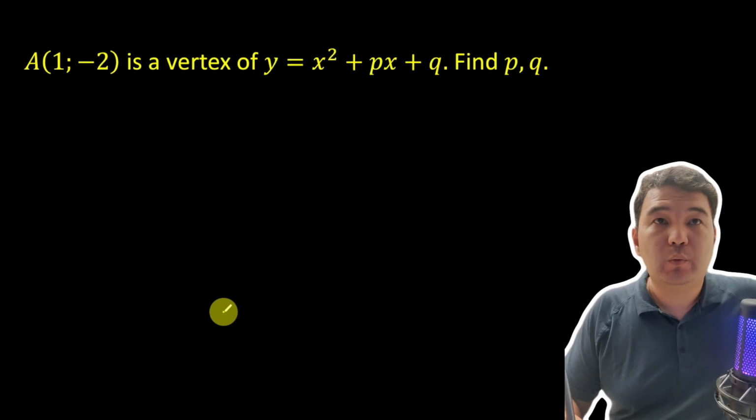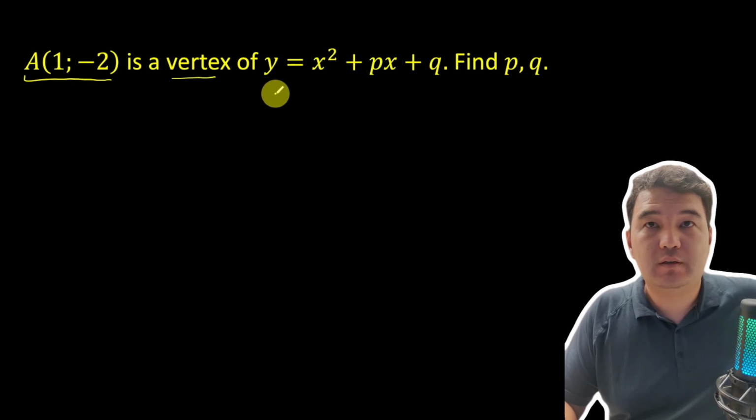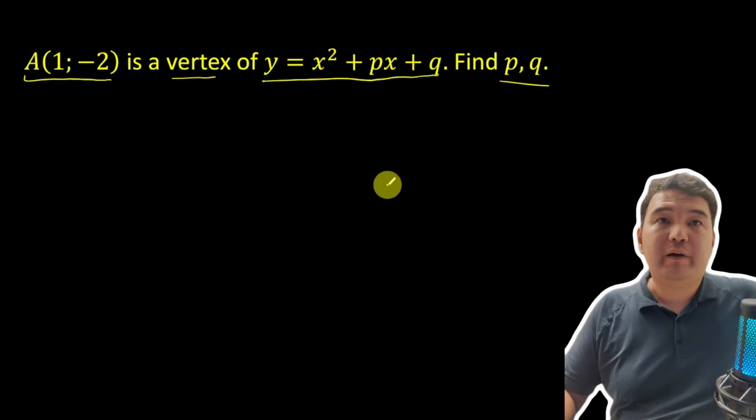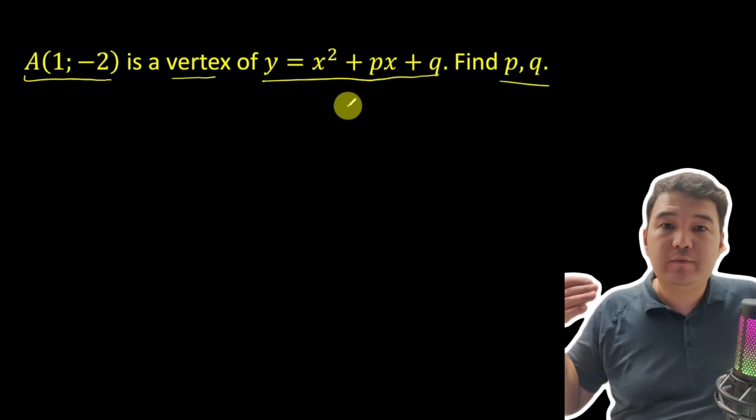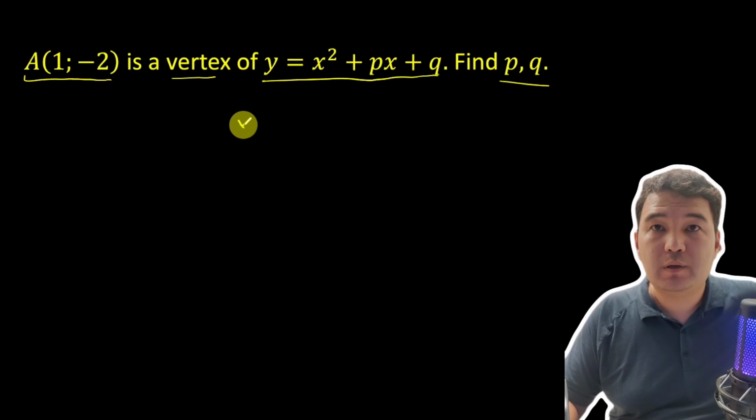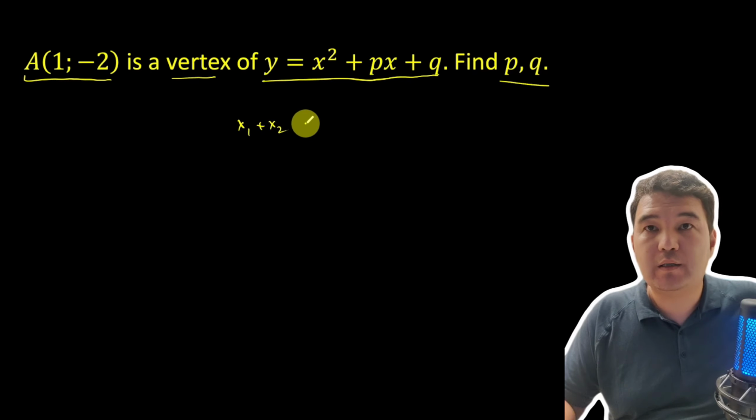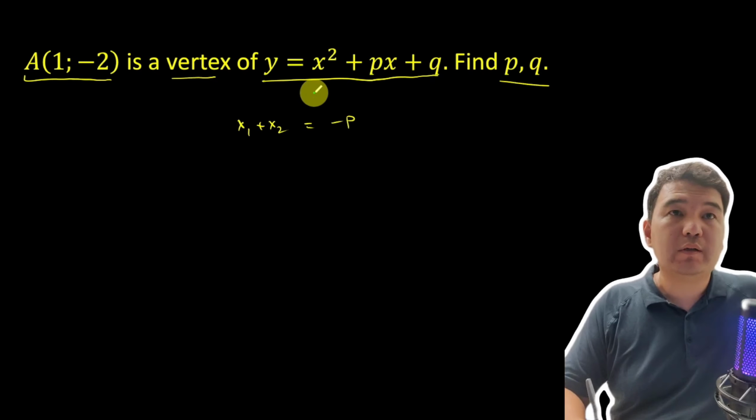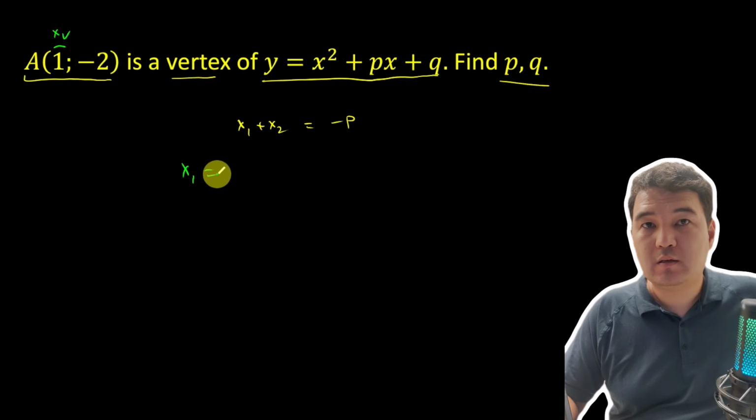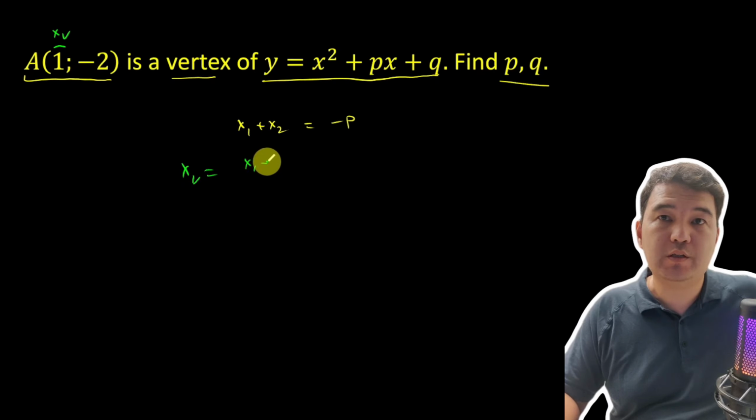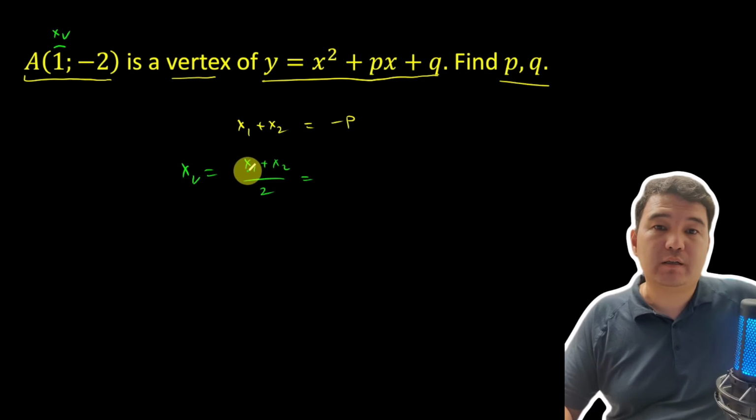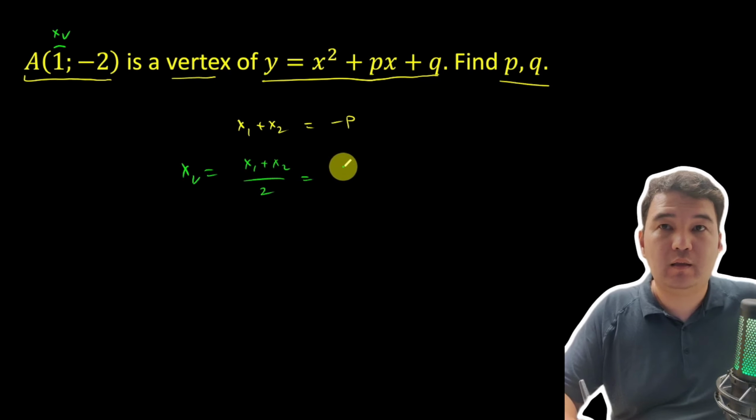So the question is the following. If 1 and negative 2 is the vertex of this quadratic function, then find p and q. So how do we find p and q? Recall from Vieta's theorem that x1 plus x2, the sum of roots, was negative p. And from the previous problem, what was xv? It was in the middle of x1 and x2, which is x1 plus x2 over 2. So that's 1 in our problem.